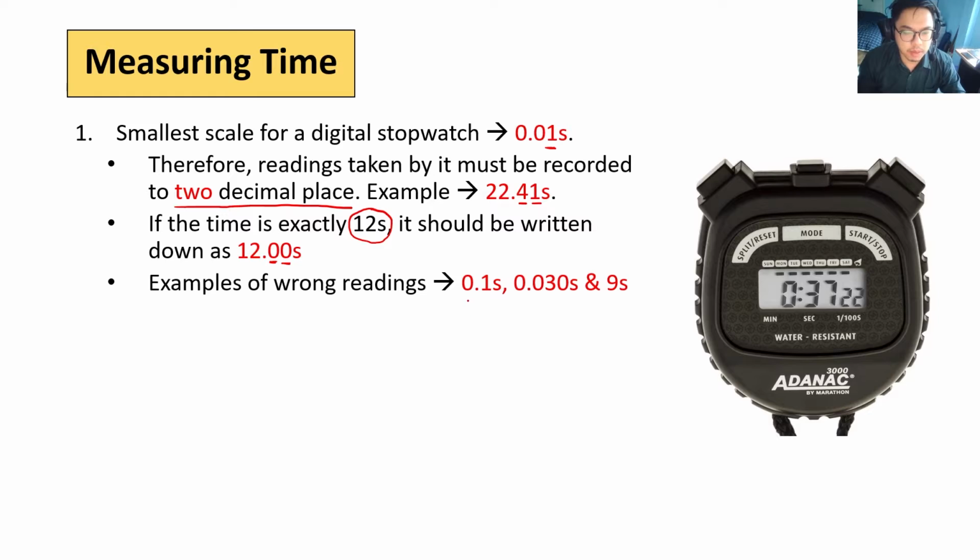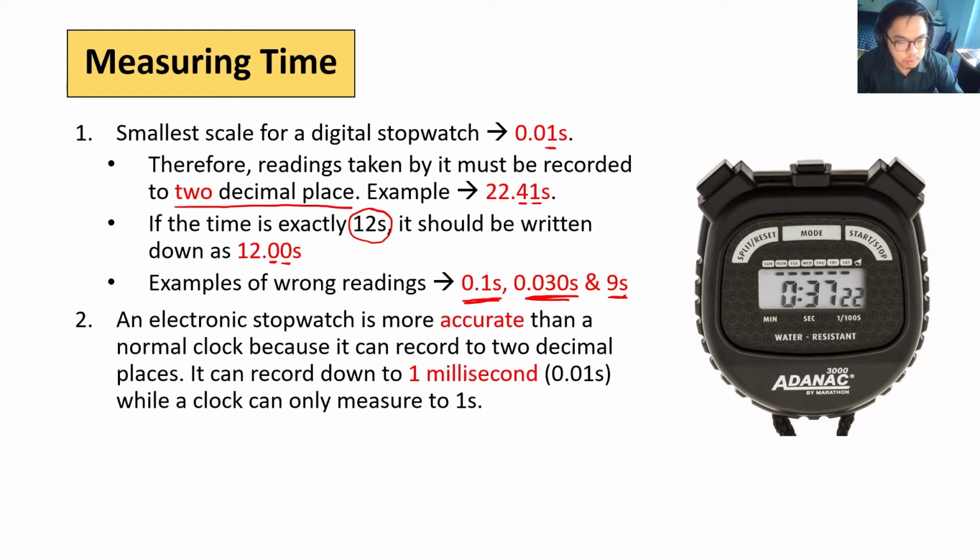Now, here are some examples of wrong readings. This is a wrong reading because it's only to 1 decimal place. This is also a wrong reading because you are giving 3 decimal places. This is a wrong reading because you are not including the 2 decimal places. So an electronic stopwatch is more accurate than a normal clock because it can record to 2 decimal places. That means it can record down to 1 millisecond. So the 1 millisecond is equivalent to 0.01 seconds, while a clock can only measure up until 1 second.